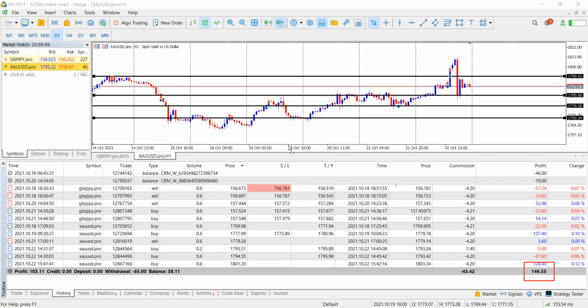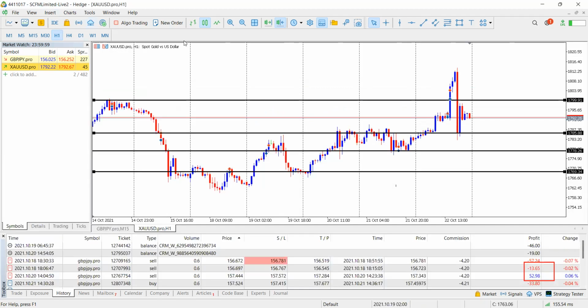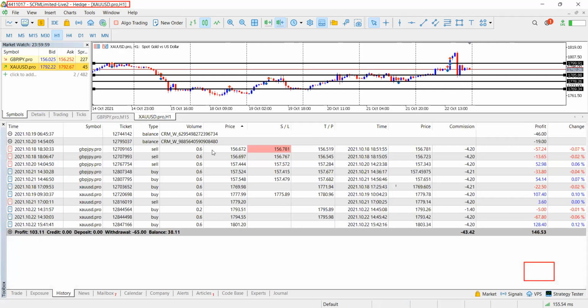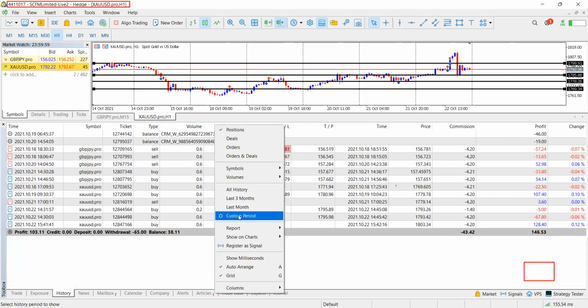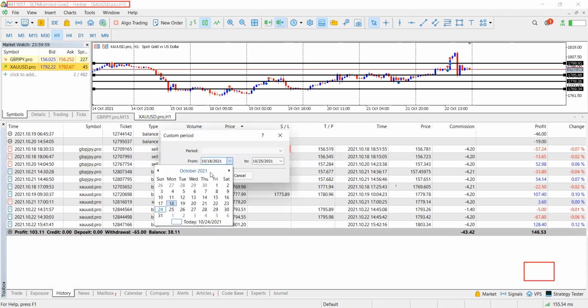This hapa ni live. Hii ni live, natumia Scope Markets. Live account. So hiyo ndio imekuwa wiki yangu. And my month so far.